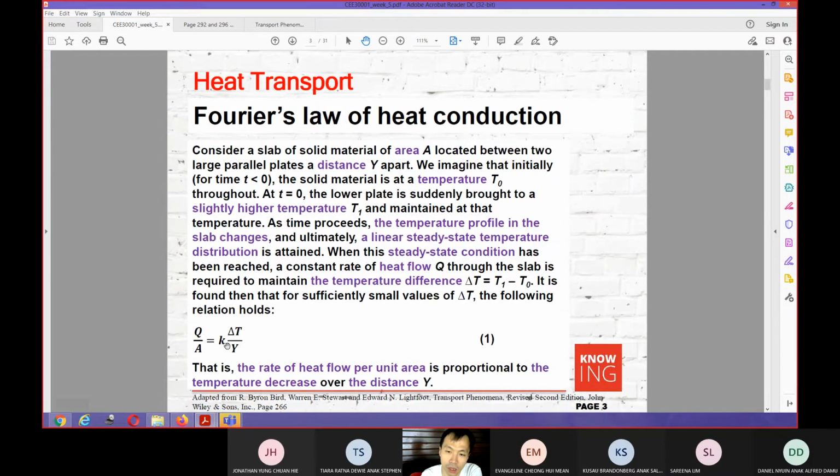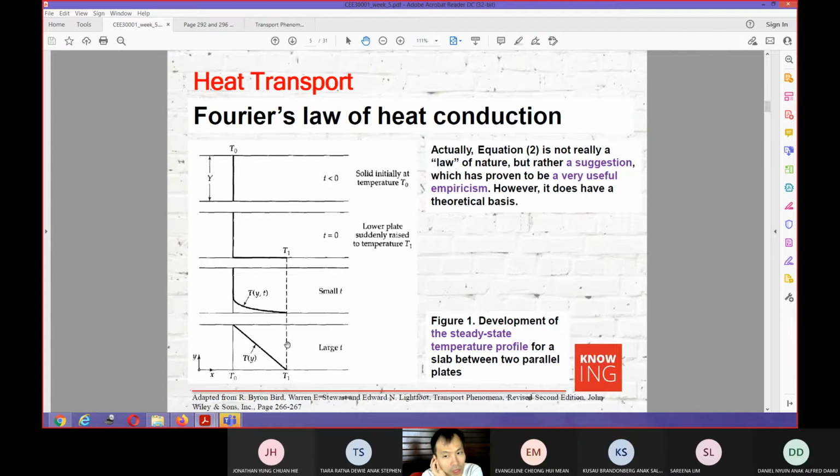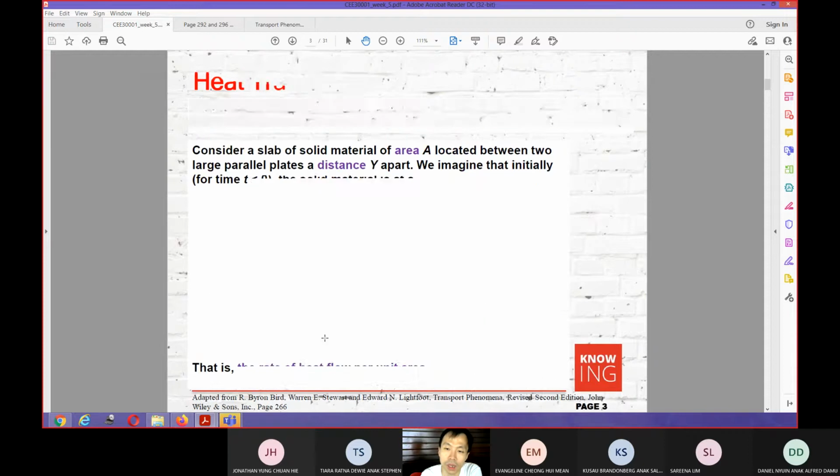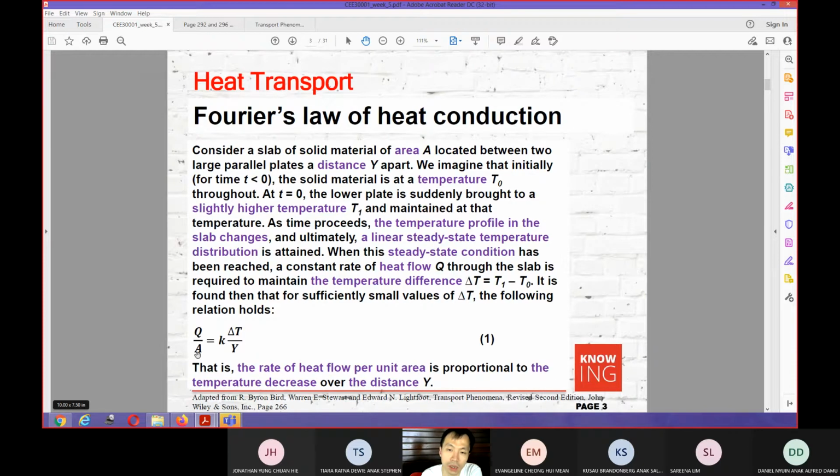Then that will be equal to the thermal conductivity multiplied by the temperature difference between the bottom plate and the top plate, divided by the distance between the plates. The distance of the plate from the top to the bottom is capital Y. So when we know that this Q divided by A is proportional to the temperature difference divided by the space, then there is a particular constant that appears, called K.